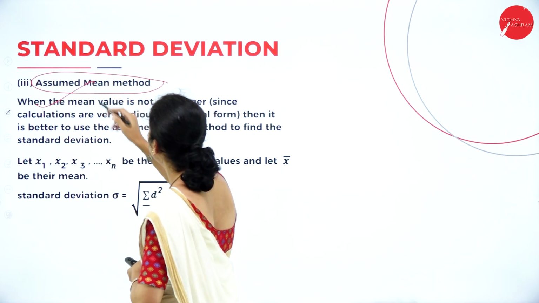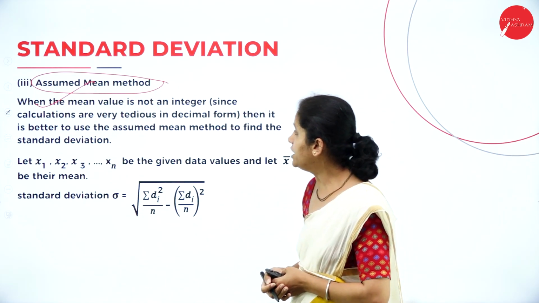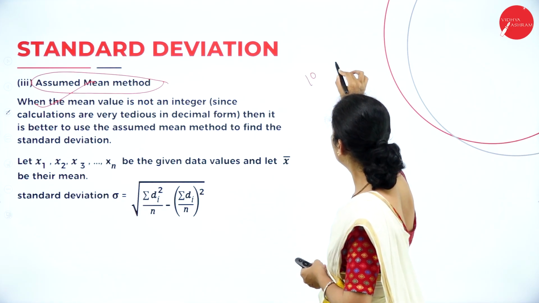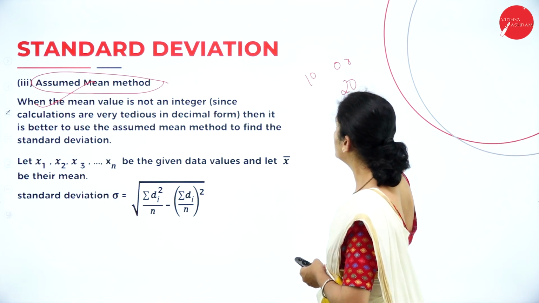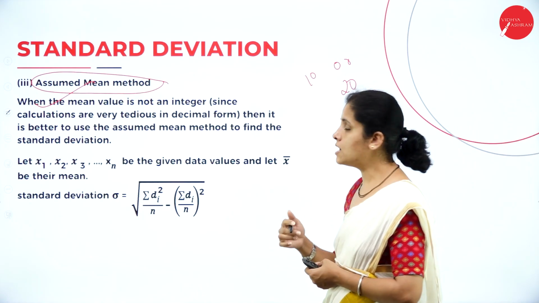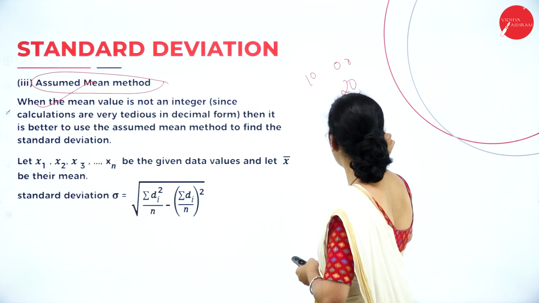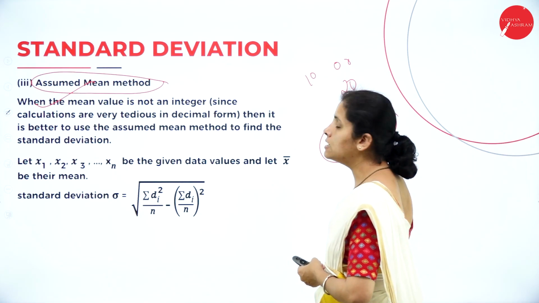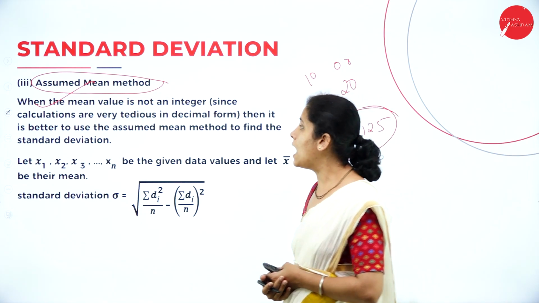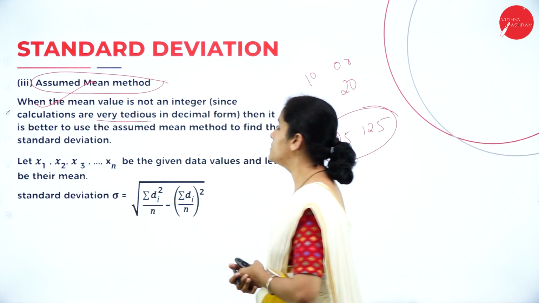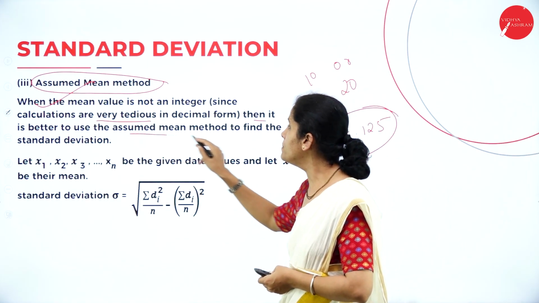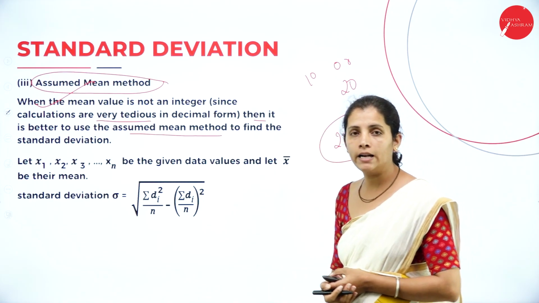So when the mean value is not an integer, if I'm not getting any whole number, say 10 or 20, then it is difficult to do the calculation. For example, think that I have 25.125. See, this is a decimal fraction. So it is very difficult and tedious to perform the calculation in decimal form. Then it is better to use the assumed mean method to find the standard deviation.